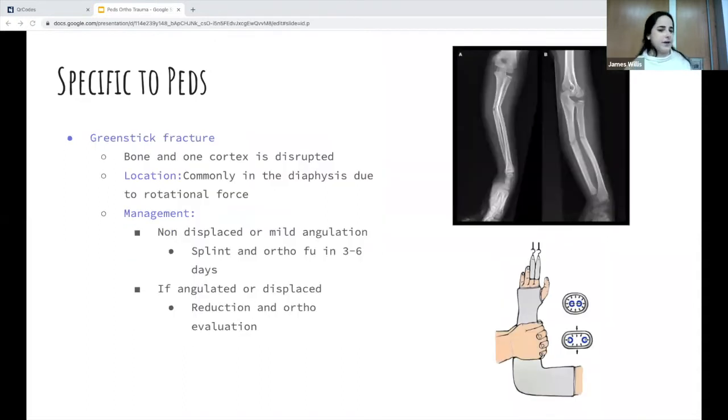So greenstick fractures. In this one, just one side of the cortex is disrupted instead of the whole bone. It is commonly located on the diaphysis and is caused by rotational force. Management depends on whether the fracture is displaced or non-displaced. If it is non-displaced or has just mild angulation, you can do a splint and ortho follow-up. If it is angulated or displaced, then it will need reduction and ortho evaluation.